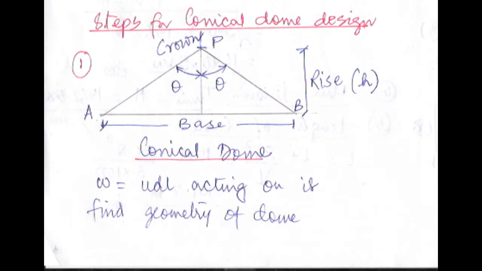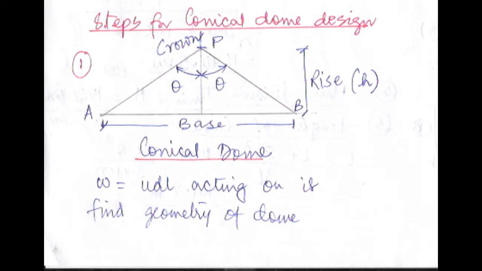Let us look at the steps first to solve a conical dome design, and after that I have taken one numerical. Step number one, as I have shown here, steps for the conical dome design. It is a right angle triangle, as you know how a conical dome is generated: when a right angle triangle revolves about its vertical axis. About the vertical axis you can see there is a crown and a base. About the vertical axis passing through the crown, if a right angle triangle is rotated, this type of conical dome is generated.